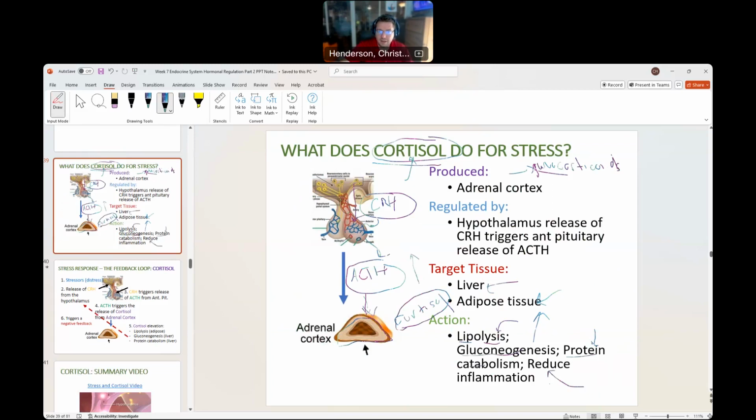Get stressed, hypothalamus releases corticotropin releasing hormone. That stimulates the pituitary to release ACTH, or adrenocorticotropic hormone. Adrenocorticotropic hormone stimulates the adrenal cortex to secrete cortisol. Cortisol then goes to the liver and adipose tissue, says, all right, break up the fat, create more sugar, break down our protein so we can use some of that for energy. Because you normally don't want to do that, but if you're in a survival mechanism, your body's going to do anything it can to survive. It doesn't care. It's like, well, we don't need that muscle.